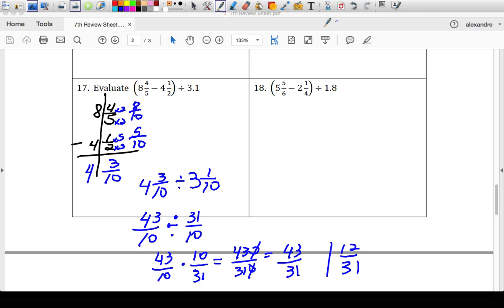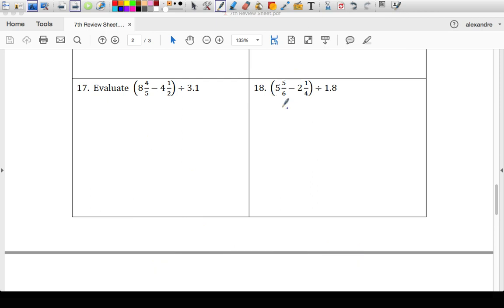Let me clear this, and then same thing here. 5 and 5/6, 2 and 1/4. I must subtract this first. Let's see, LCM is 12. Times 3, times 3, times 4.